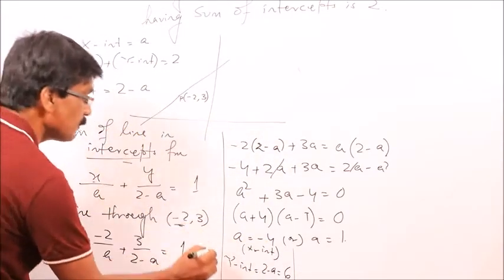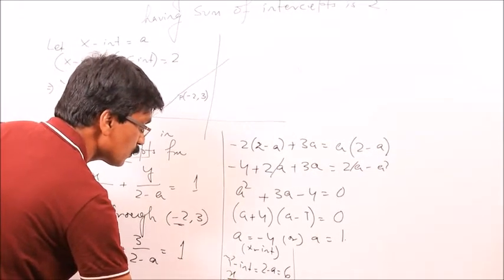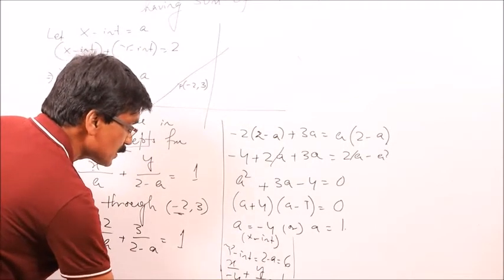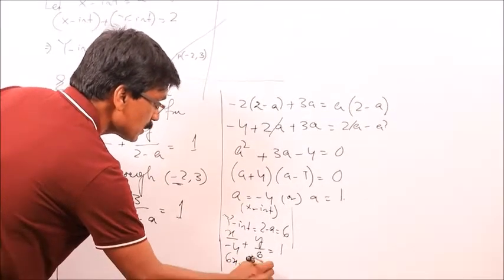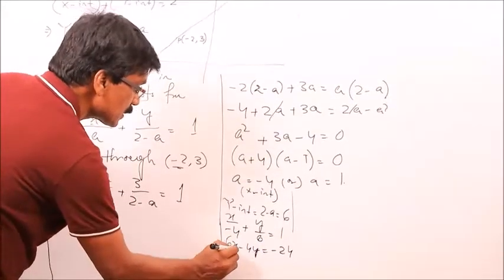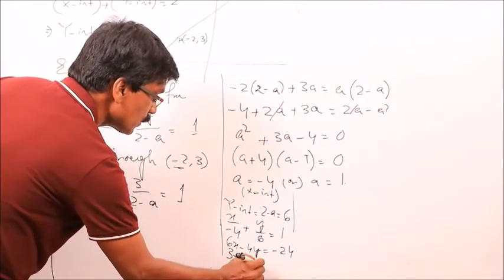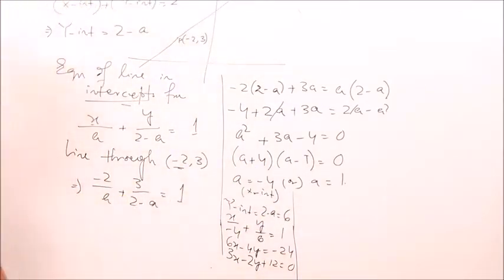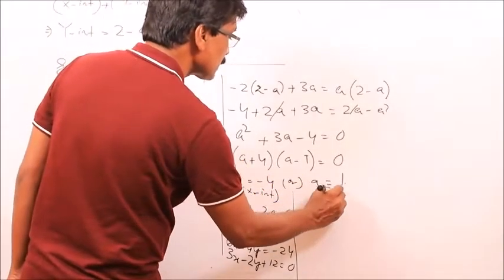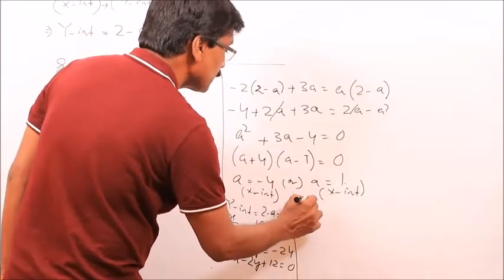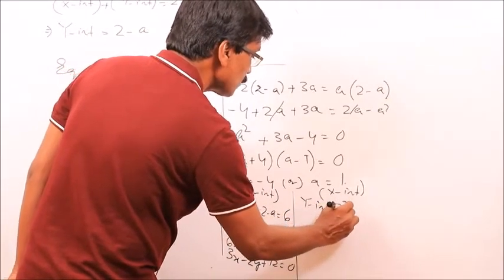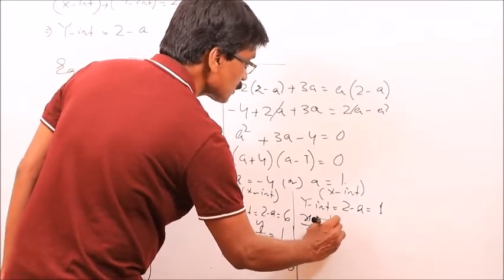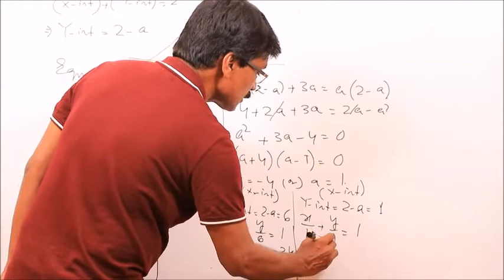So the equation of the line will be x/(minus 4) plus y/6 is equal to 1, that is 6x minus 4y is equal to minus 24, that is 3x minus 2y plus 12 is equal to 0. So this is one line. And if a is equal to 1, that is the x intercept, then the y intercept is 2 minus a, that is equal to 1. So the equation of the line will be x/1 plus y/1 is equal to 1, that is x plus y is equal to 1.